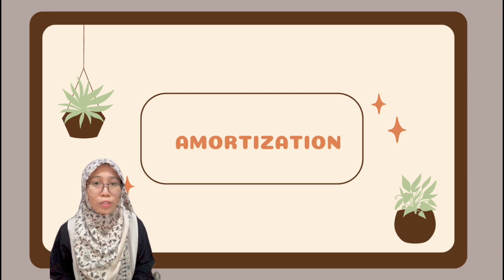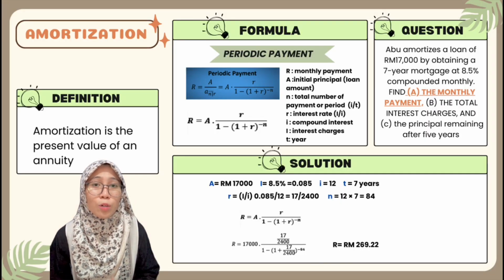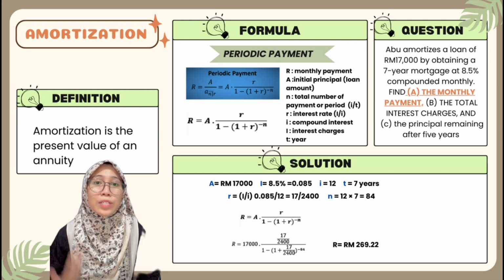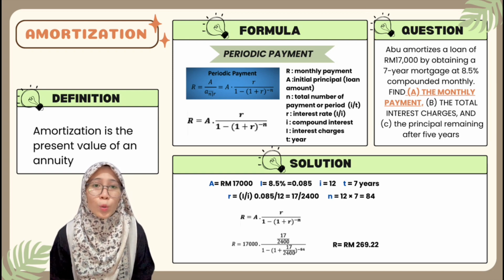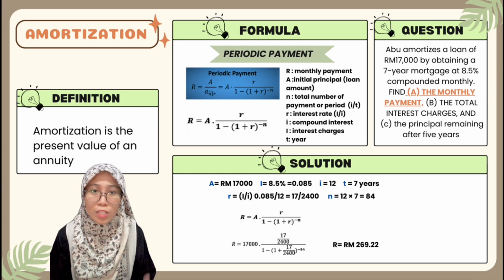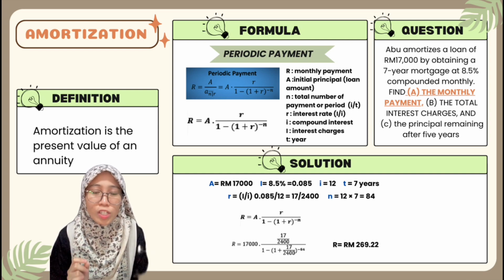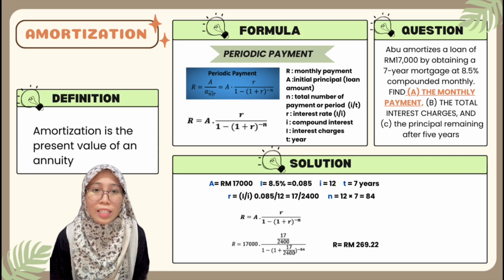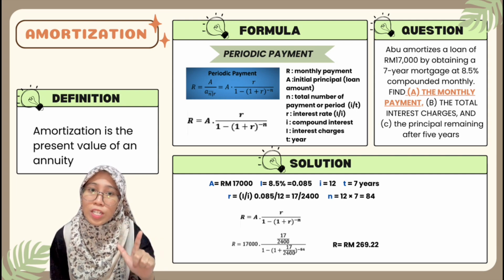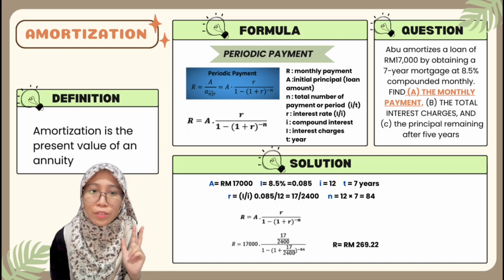So the next topic for chapter 5 in Mathematics of Finance is amortization. So what is amortization? Amortization is the present value of an annuity. So the question: Abu amortized a loan of RM 17,000 by obtaining a 7-year mortgage at 8.5% compounded monthly. Find the monthly payment, the total interest charge and the principal remaining after 5 years.